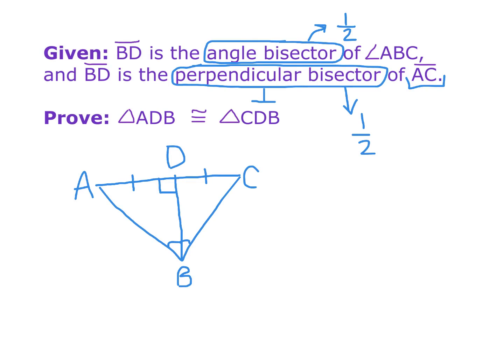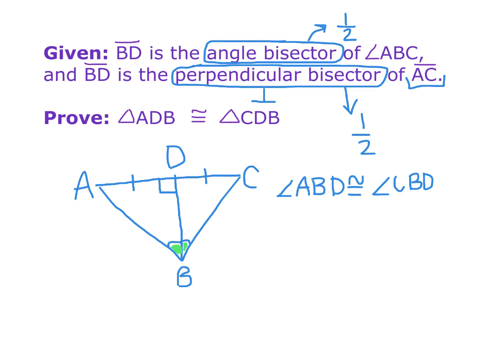We know that we had an angle bisector, so that meant that angle ABD, which is this angle right here, is congruent to angle CBD, which is right here. Okay, and we know that those are congruent because of the definition of what it means to have an angle bisector.